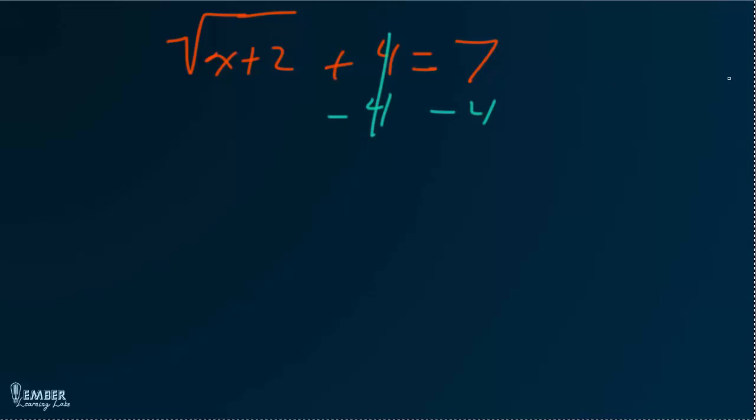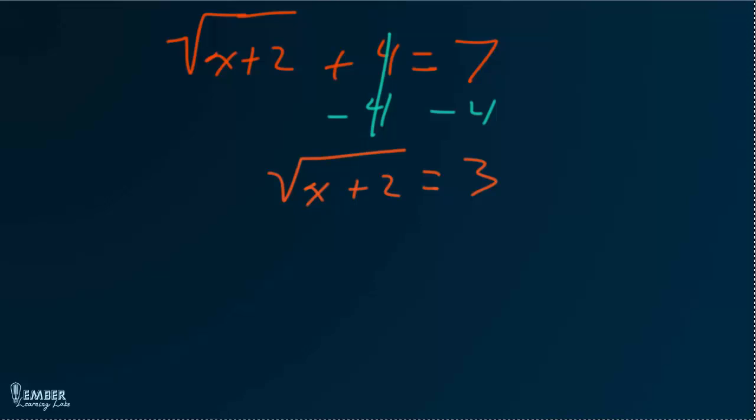So when we subtract 4 from both sides, we are left with the square root of x plus 2 equals 3, right? Now, how do we get rid of a square root? Well, we do the opposite, just like we would do any other time. The opposite of square root is squaring. So we're going to square both sides.